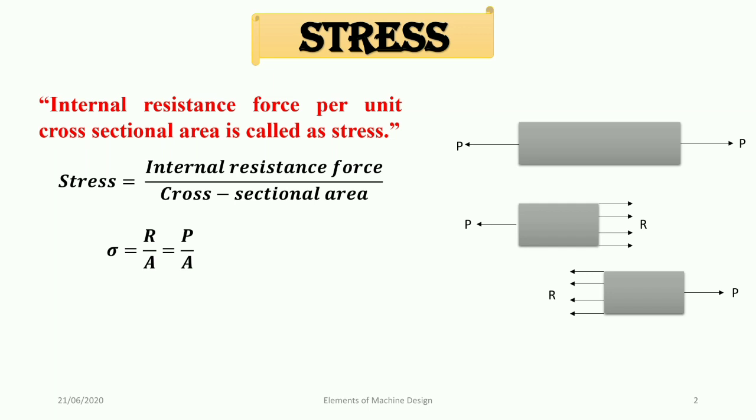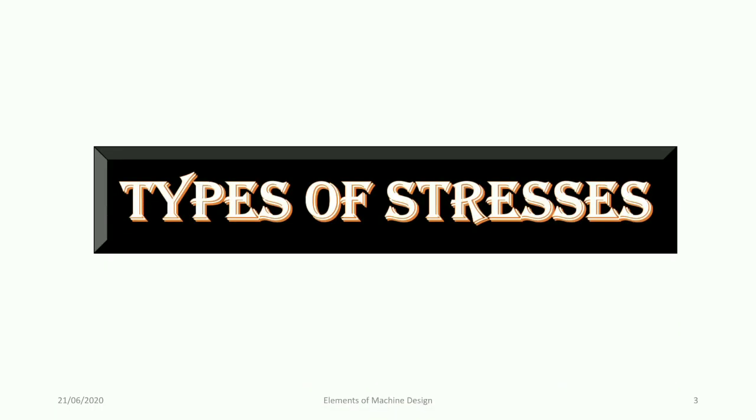Therefore sigma is equal to internal resistance force R divided by area A, and R is equal and opposite to P. Therefore R is equal to P, and sigma is equal to force P divided by A. The SI unit of stress is Newton per mm square. Now let us see the types of stresses.